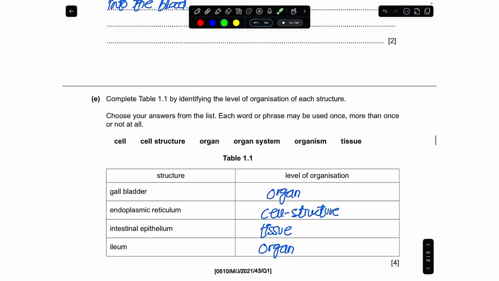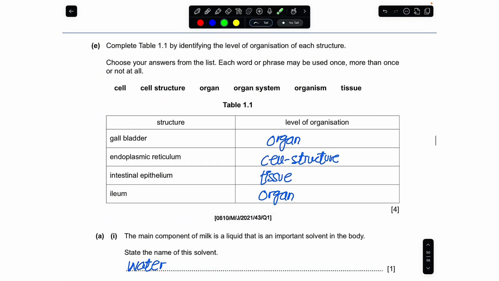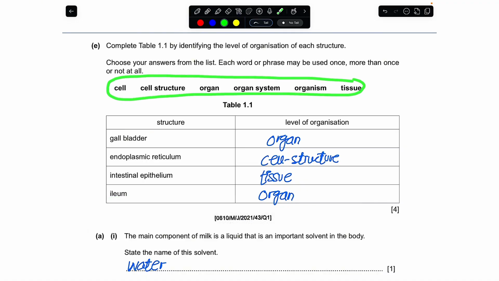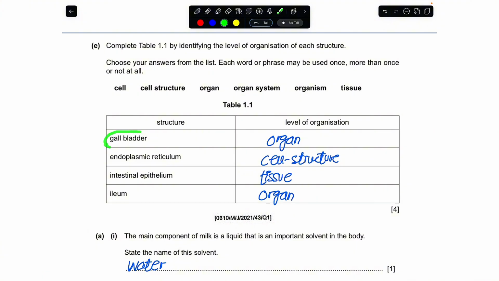When we come to the E part, they have given us multiple structures here, right? Like the gallbladder, endoplasmic reticulum, intestinal epithelium, and the ileum, and we need to fill them in on the basis of their level of organization. Now, what we know is that the gallbladder is an organ.